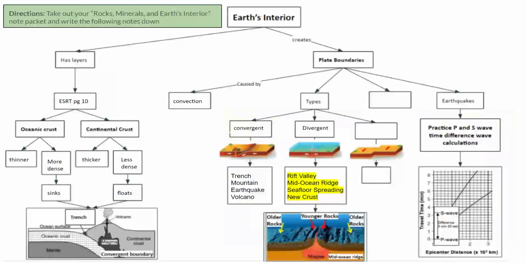So let's review or write down the notes for what structures are created by divergent boundaries. So divergent boundaries create rift valleys, mid-ocean ridges. It creates seafloor spreading, meaning our seafloor is spreading, and this causes it to create new crust. This image also shows that near the mid-ocean ridge we have younger rocks, and away from the mid-ocean ridge we get older rocks. So pause to write this down.